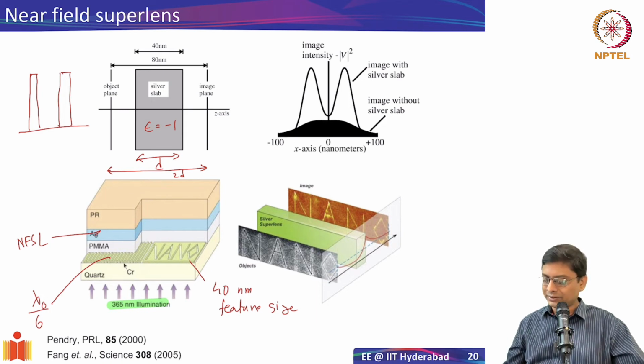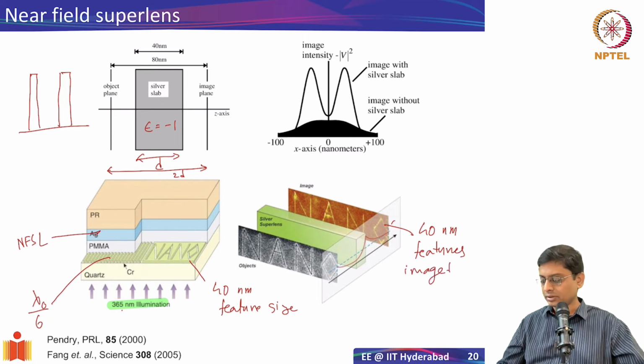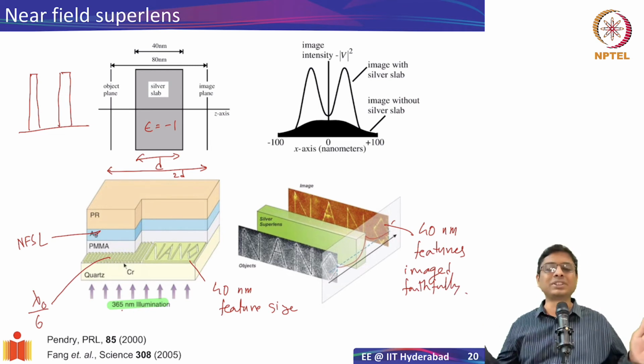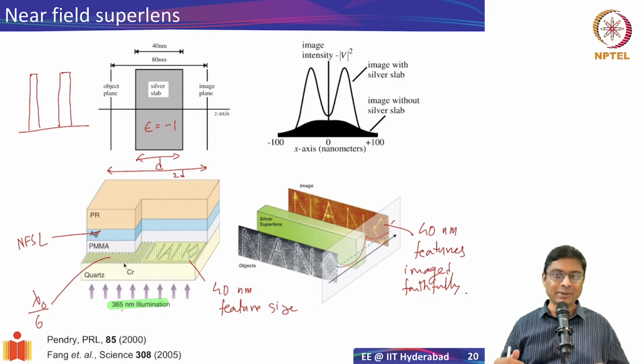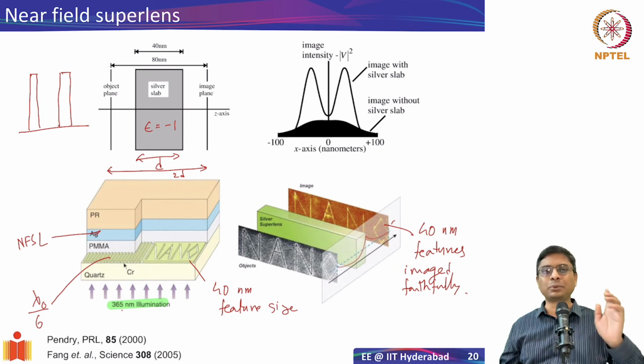So you have the object, you have the near field super lens, and this is the image plane. What you're able to see is that with 365 nanometer light, we are able to image objects with 40 nanometer features, imaged faithfully. If you look at the traditional diffraction limit, you would say that at 365, roughly lambda by 2, I should not be able to image, but in the near field they're able to do it. This is a way to beat the diffraction limit, and there was excitement around that. At least in the early 2000s, up to 2012 or so, this was a very interesting area.